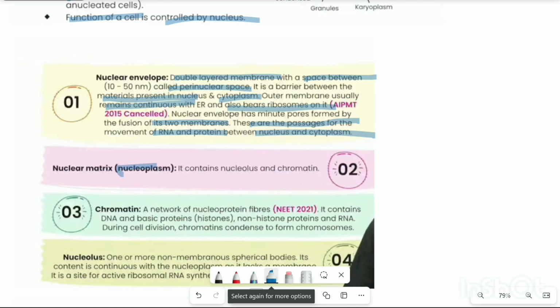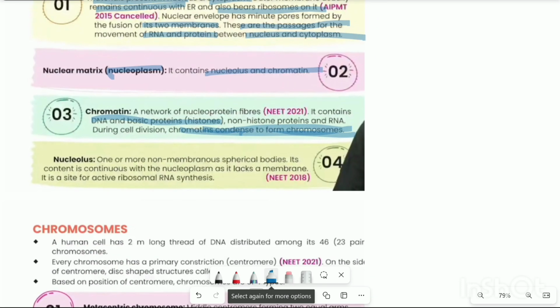Next is the nuclear matrix, which is the nucleoplasm. It contains the nucleolus and chromatin. Chromatin is a network of nucleoprotein fibers which contains DNA and the basic protein histone. During cell division, this chromatin condenses and forms chromosomes. Nucleolus: one or more non-membranous spherical bodies. The nucleolus is a non-membranous spherical body, not a structure. This is an important mark. Its content is continuous with the nucleoplasm, and it is the site for active ribosomal RNA synthesis.